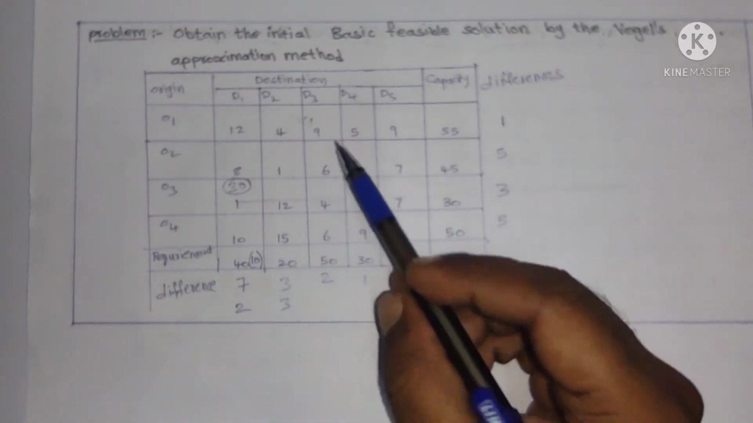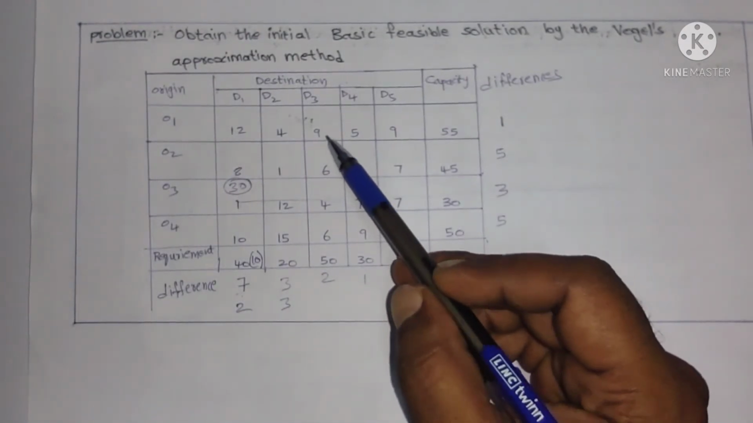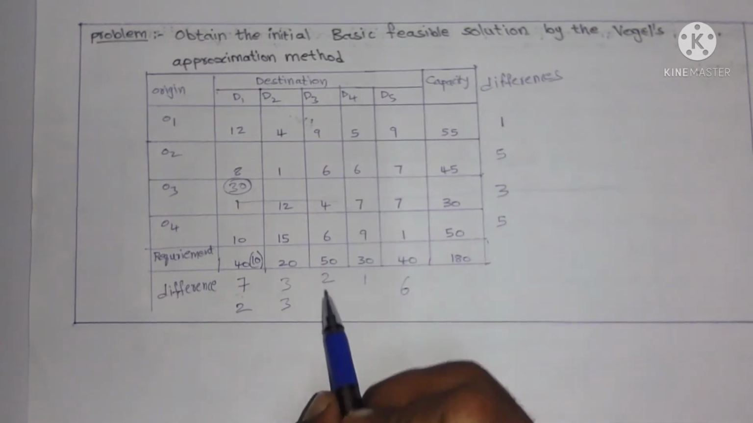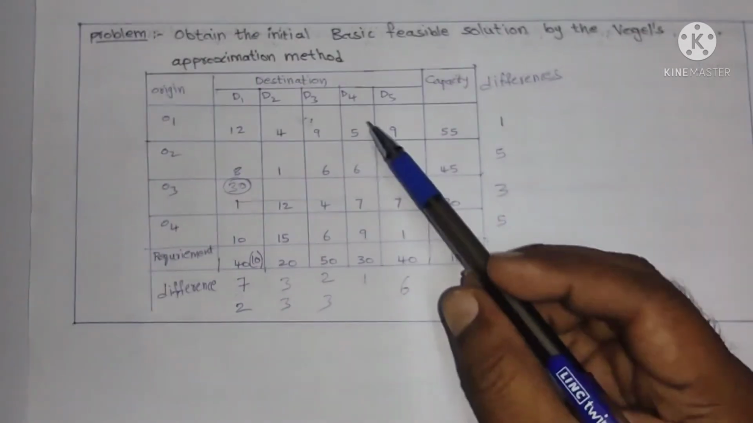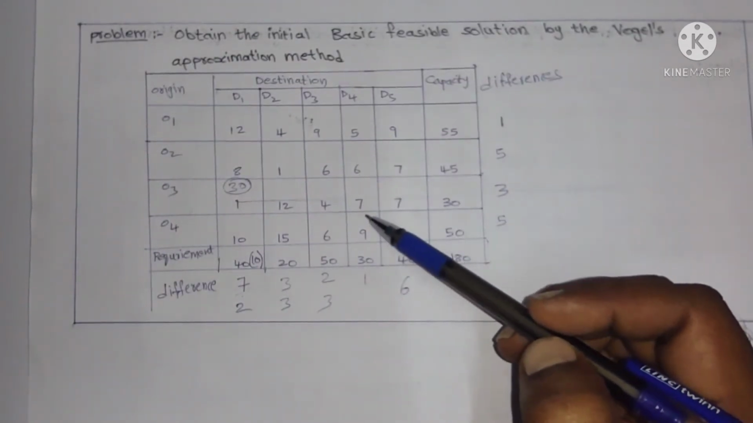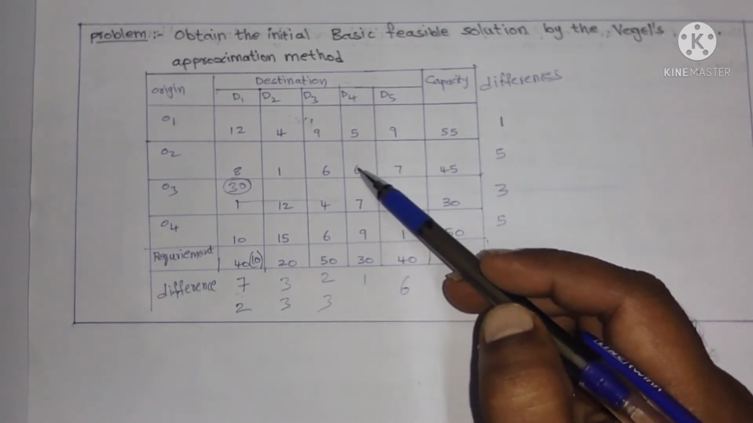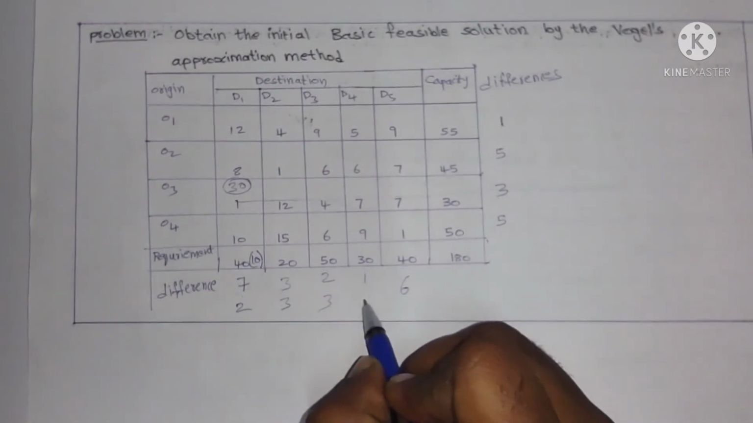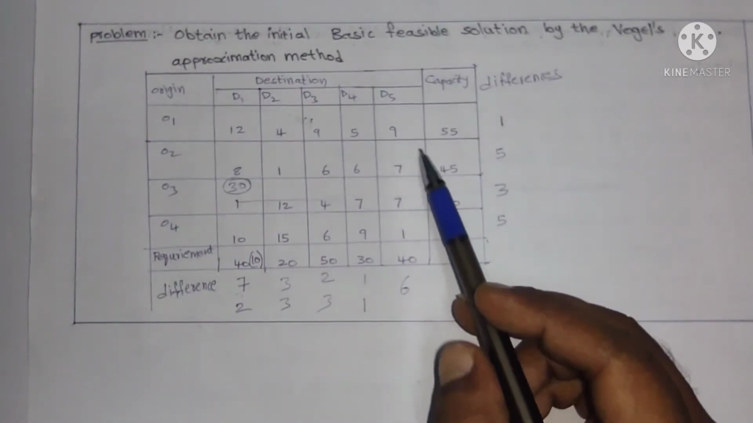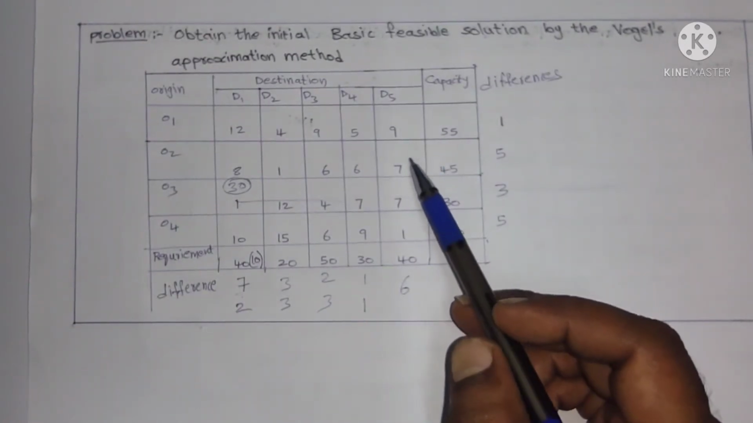Next, in the third column, what is the difference between the two cheapest cells? 9 and 6. That is 3. Next, in the fourth column, what are the two cheapest cells? 5 and 6. The difference between 5 and 6 is 1. Next, in the fifth column, what is the difference between the two cheapest cells?